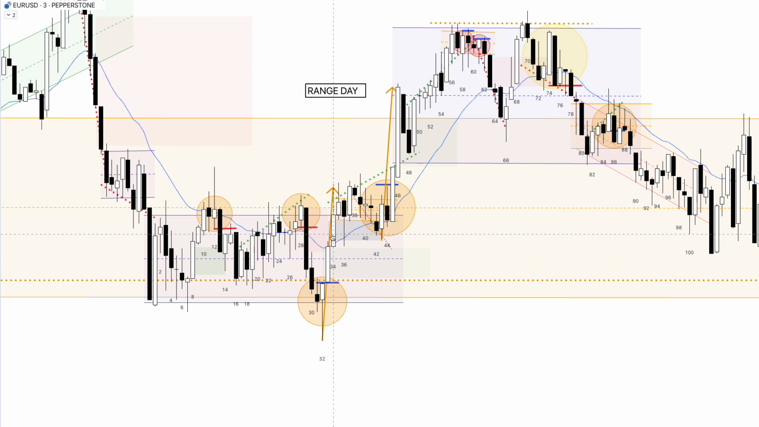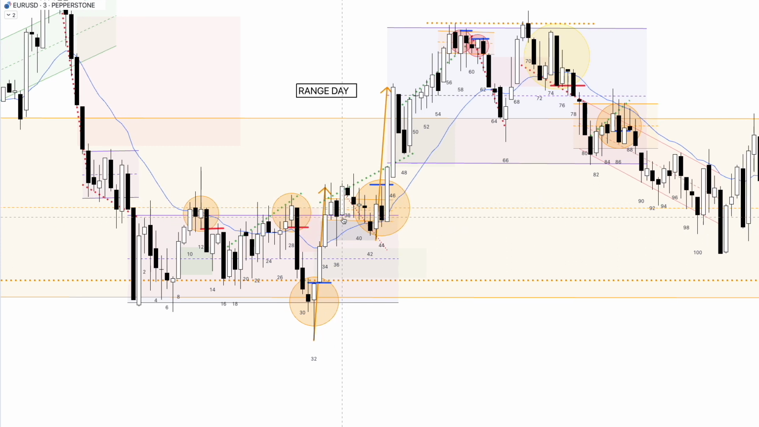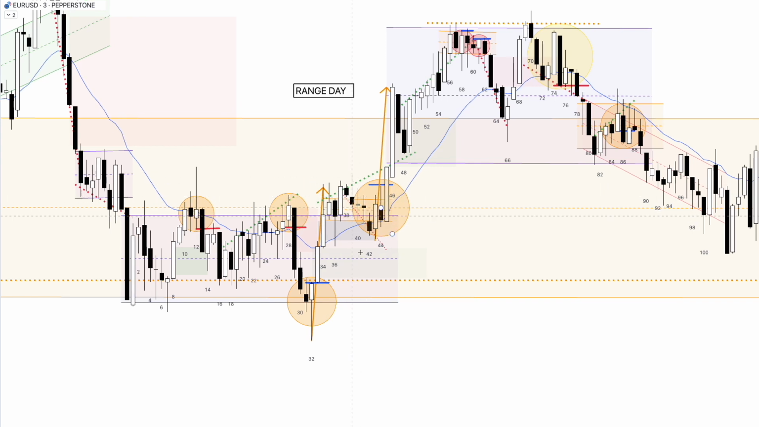And then we break out of the trading range here, and you don't really know: are we going to channel up there, or is it going to fail? And it fails. It tries to go up once, it tries to go up again, and it does fail there.